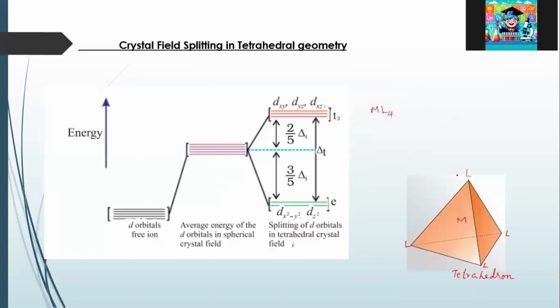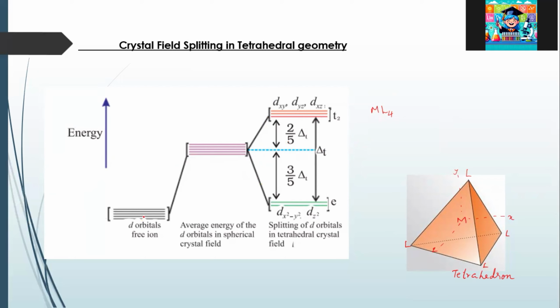So if we draw the axes of this metal, it will be like this: consider this as x-axis, this as y-axis, and this as z-axis. It is clearly evident from this picture itself that the ligands are not approaching the metal through the axes of the metal. They are approaching through the space between the 2 axes. So this is going to determine how these d orbitals are split in the case of tetrahedral complexes.